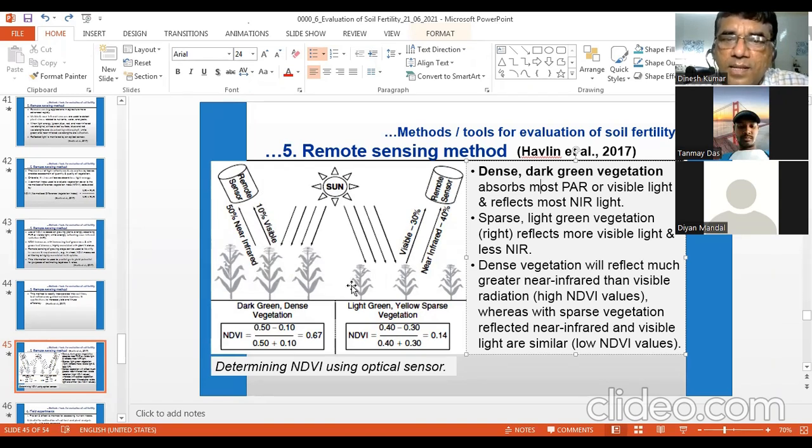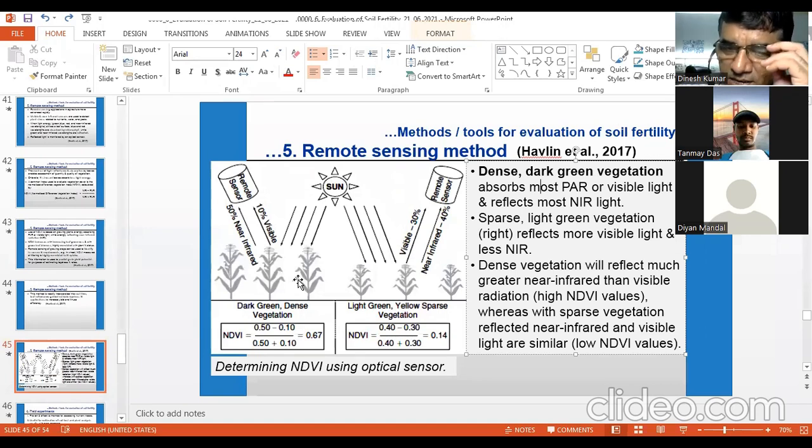And then see the other case where you have very light green, yellow, and sparse vegetation. It means it is stressed. Some stress environment is there. So here you can see that near infrared is reflected just 40%. That means 60% is absorbed. And in case of visible, 30% is reflected. Here it was 10%, but here 30% is reflected. That means 70% is absorbed. So here less visible light, that is blue and red, is absorbed, but here more is absorbed. So that is the difference in these two pictures.